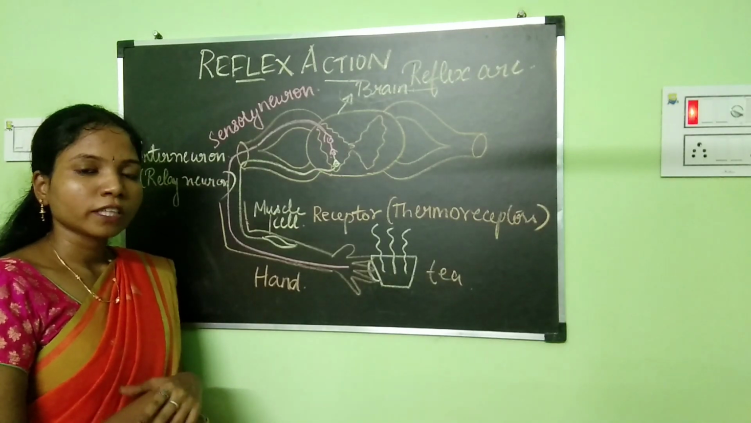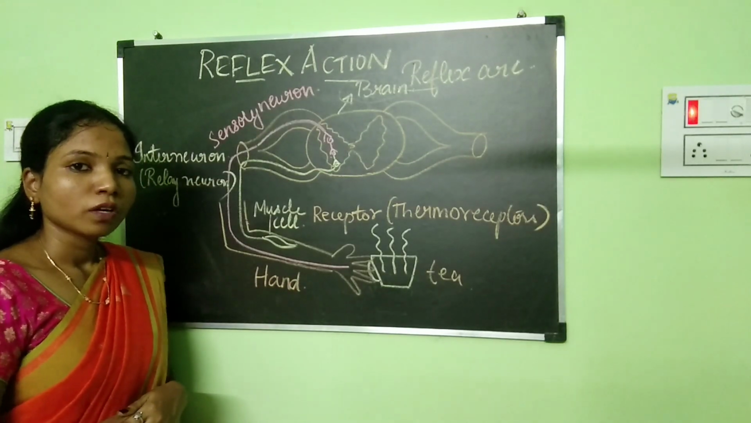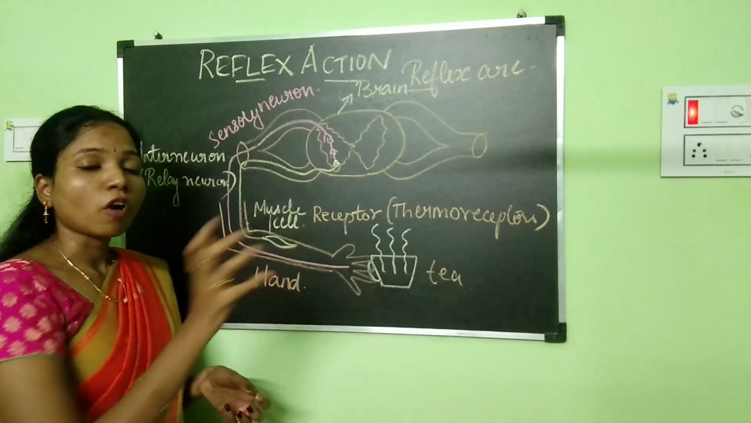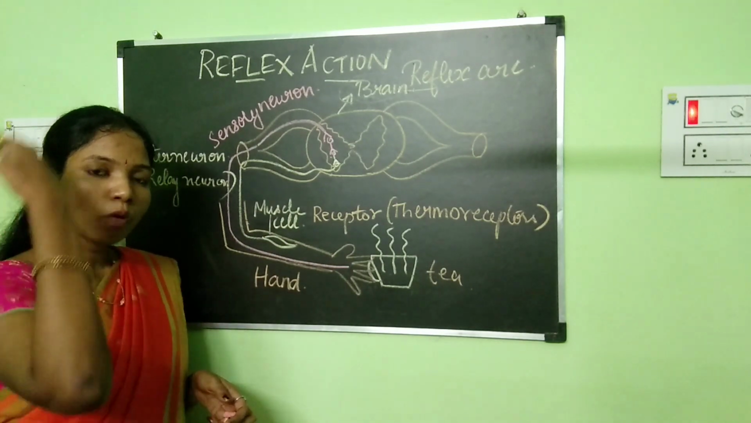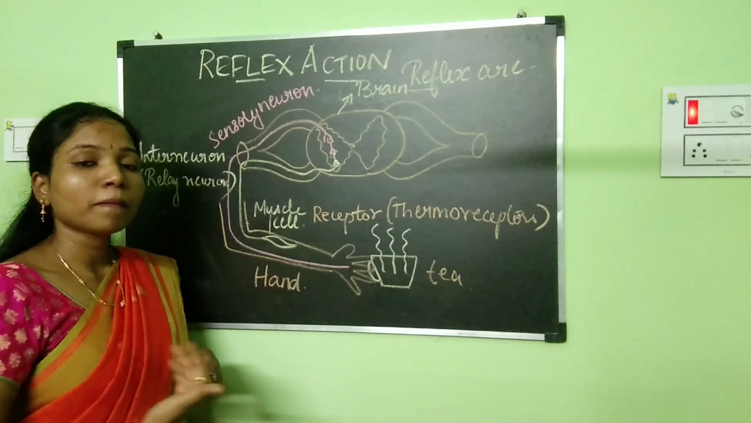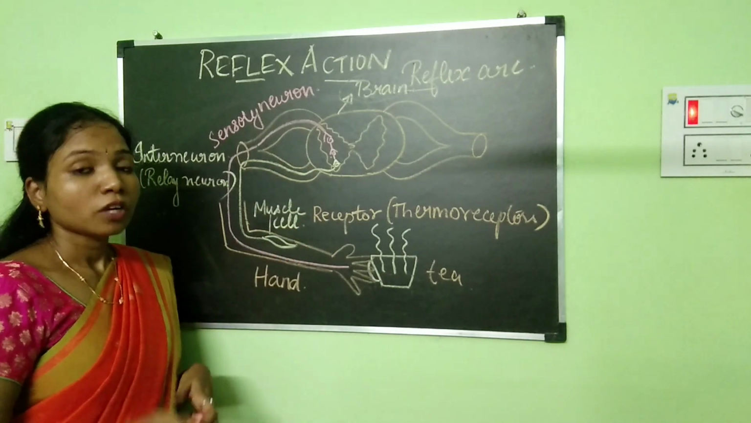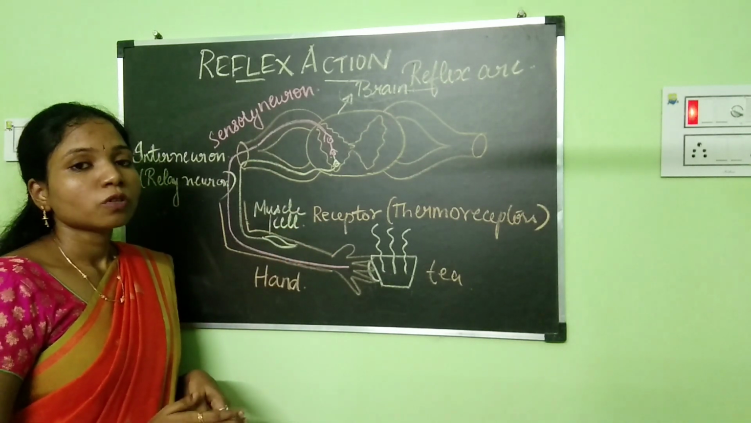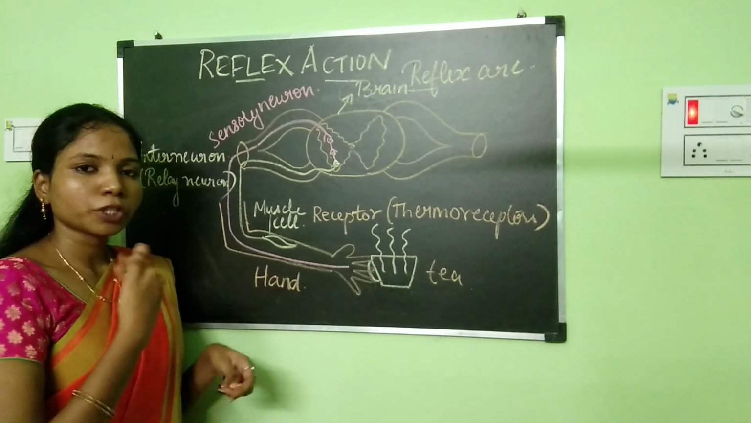So just imagine if reflex action is not happening. So what has to happen? You are touching a hot object. The message has to go to the brain, the brain has to process it, then the message has to come back. By then what will happen? Your hand is going to be burnt. So to overcome this problem, this is like a shortcut.